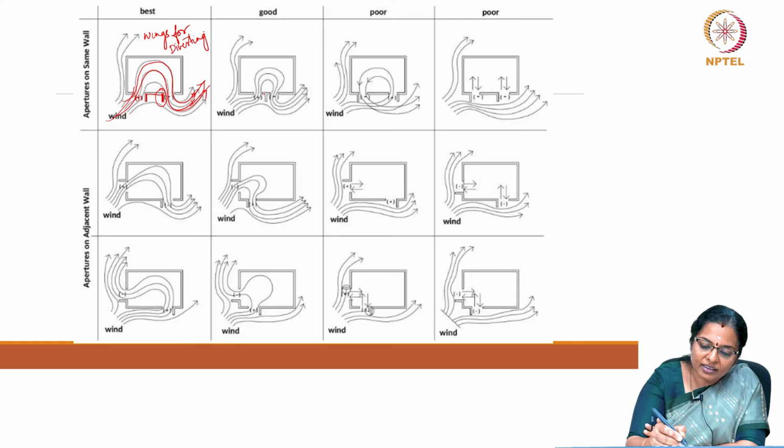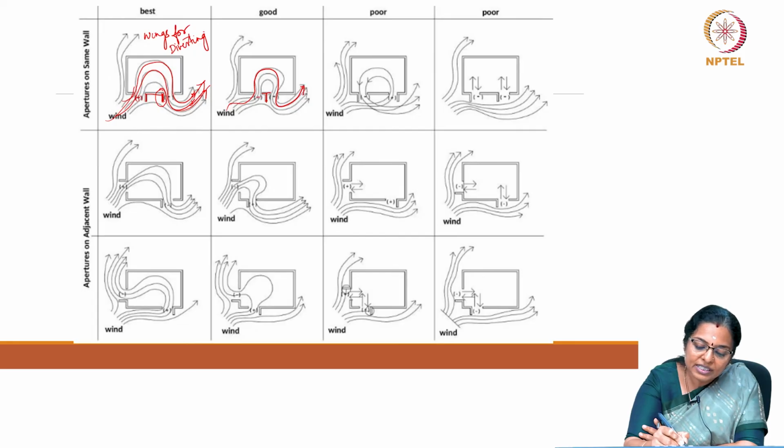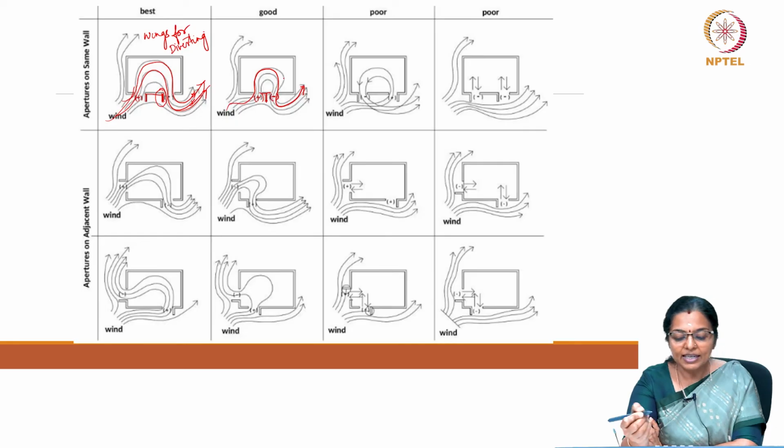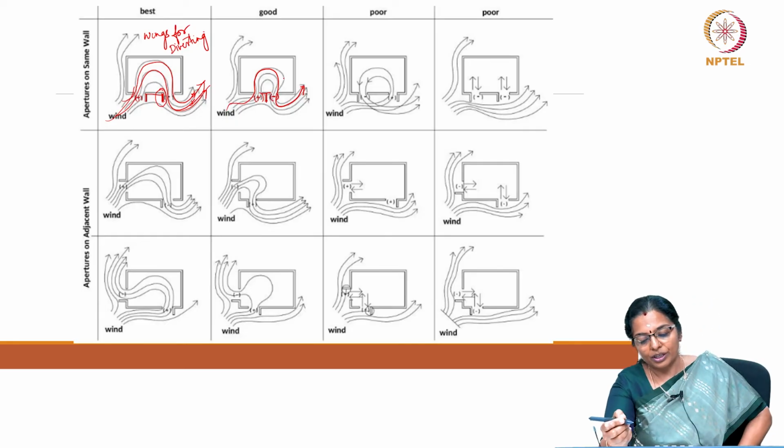Another good solution, but not the best solution, is having a single wing. When you have apertures on the same wall, then if there is a possibility of not having two wings, you could have at least one wing which will divert the breeze, causing a positive pressure along the inlet side and a negative pressure on the outlet side.